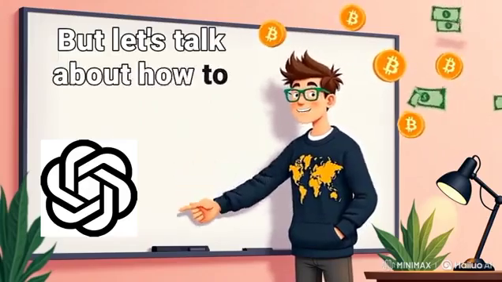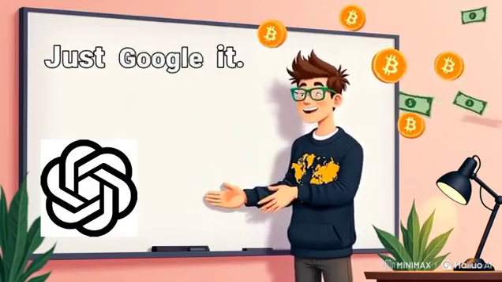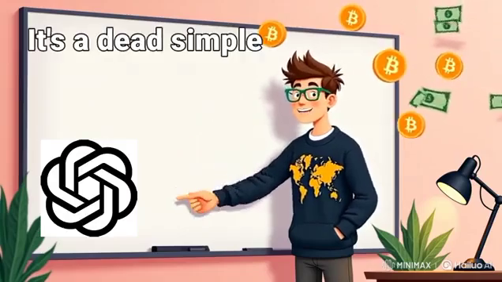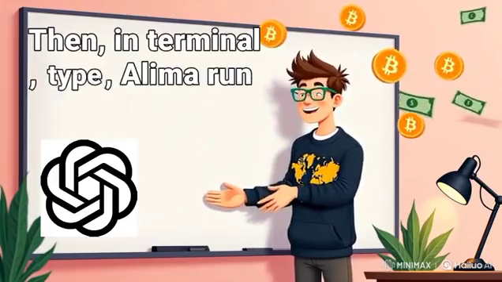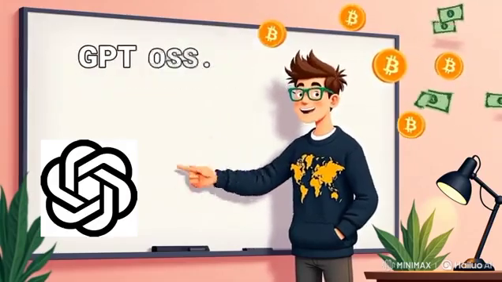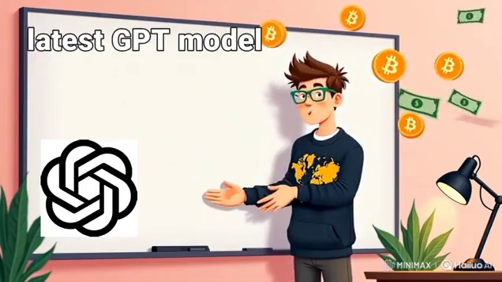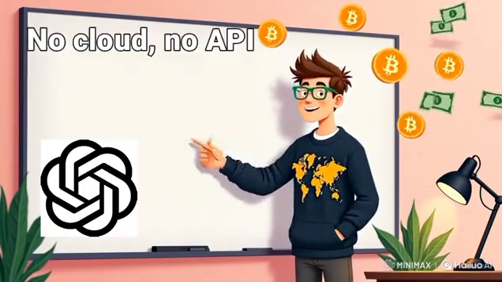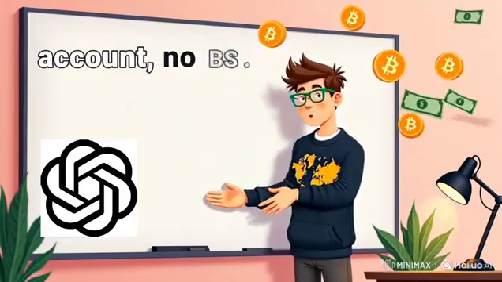But let's talk about how to actually get it running. First, you'll want to download a tool like Ollama. Just Google it. It's a dead simple AI launcher that runs models locally. Install it. Then, in terminal, type ollama run gpt-oss. That's it. You're now running OpenAI's latest GPT model on your machine, offline. No cloud, no API key, no OpenAI account, no BS.